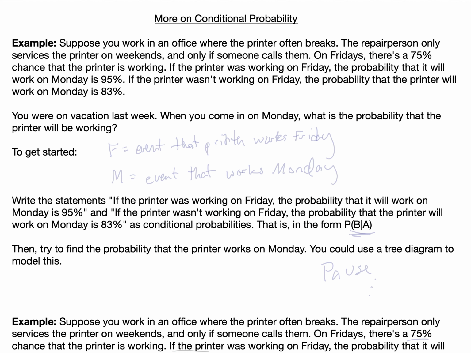In this video, we're going to talk more about conditional probability, and this is also partially a setup for the next topic, which is Bayes' theorem. Okay, so let's start with an example.